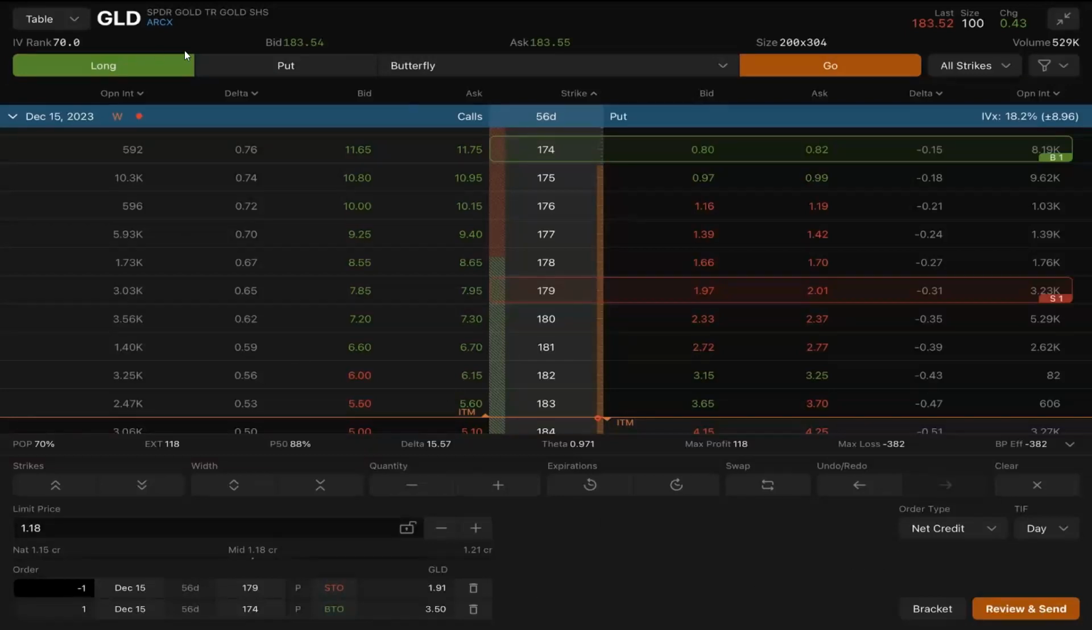So as you can see here, again, using GLD as an example on the day that I took these screenshots, the 31 delta is the closest to the 30. So that's the 179. Going 5 wide puts us at a 174. So we're selling the 179. We're buying the 174, giving us a 5 wide spread. On this, you can see that the premium that it's giving is $1.18. Okay, so this is how much they're willing to pay us in order to sell this spread.